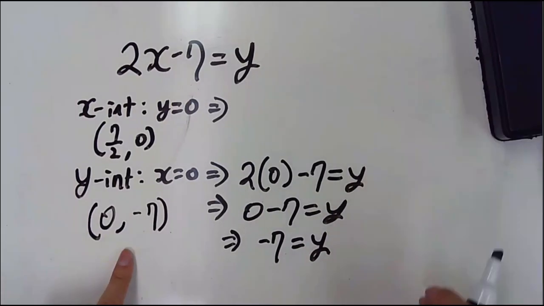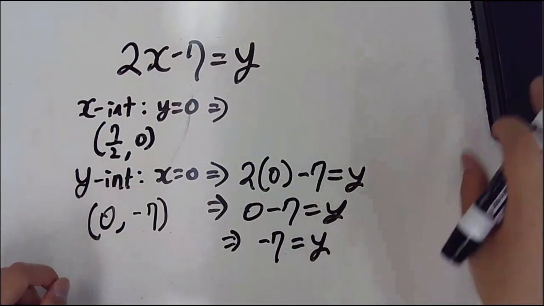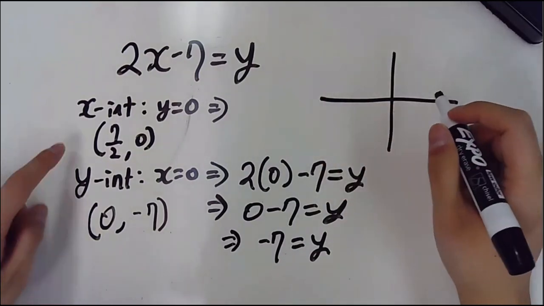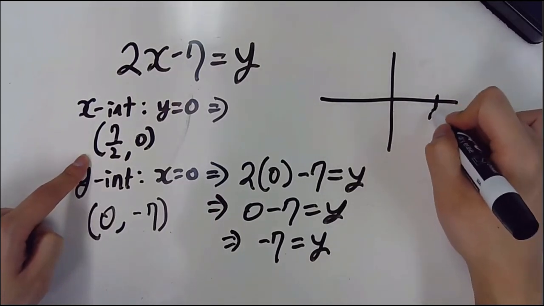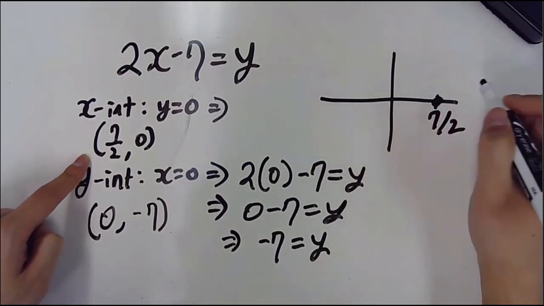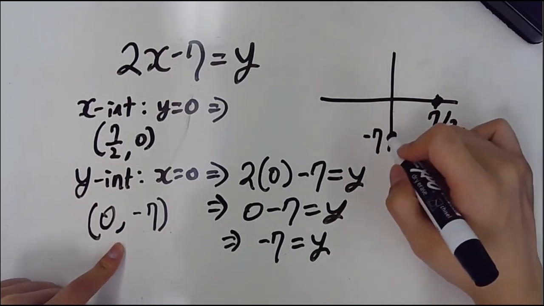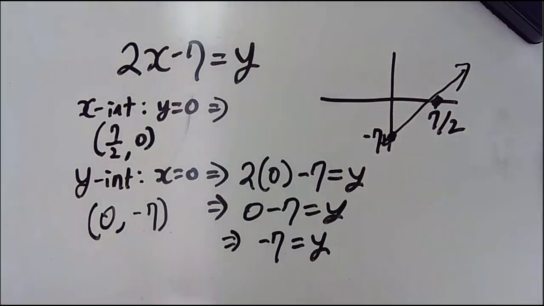And if I were asked to graph this with these two pieces of information, I will simply draw a grid and plot these 2 points. The first one is at (7/2, 0), so it will be here. And my next point is over here at (0, -7). And I will just draw a line that goes through those 2 points.